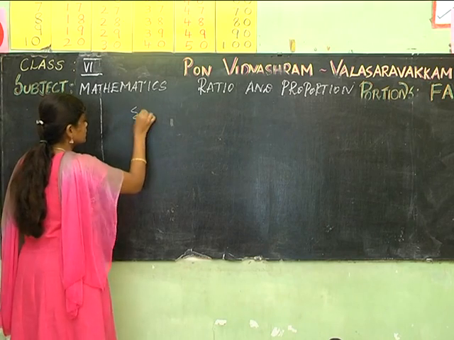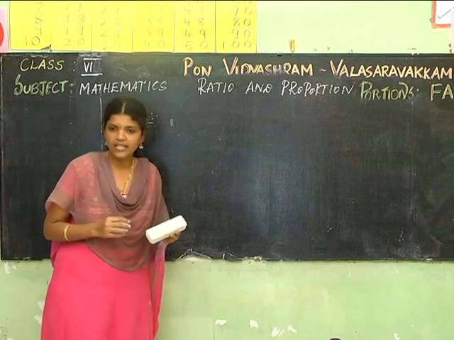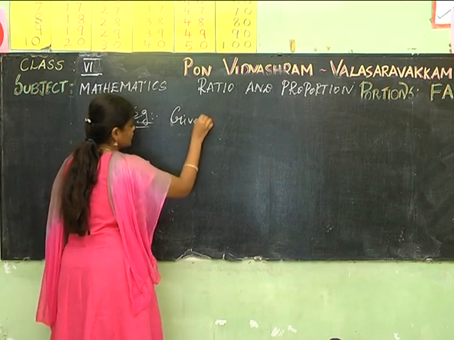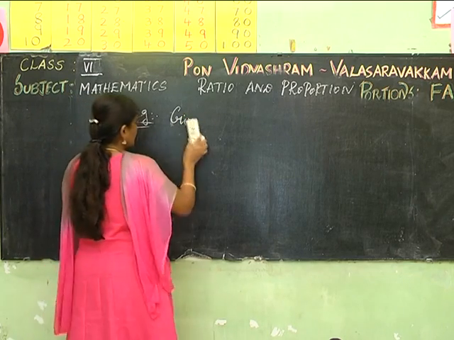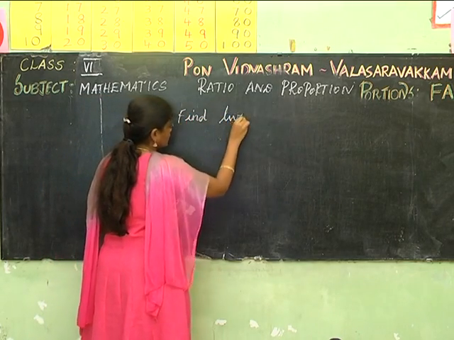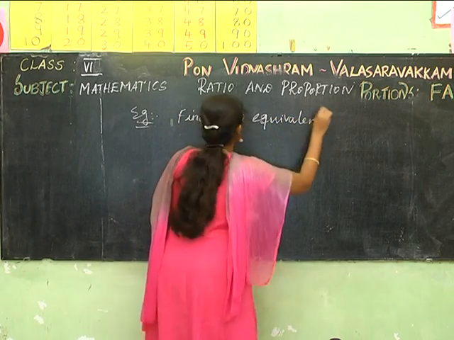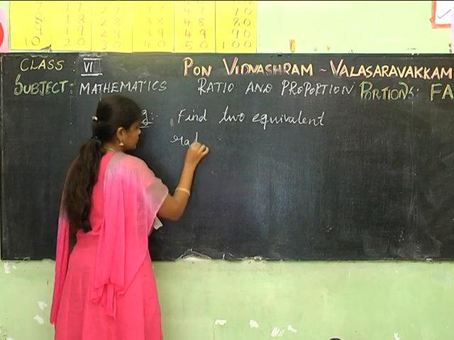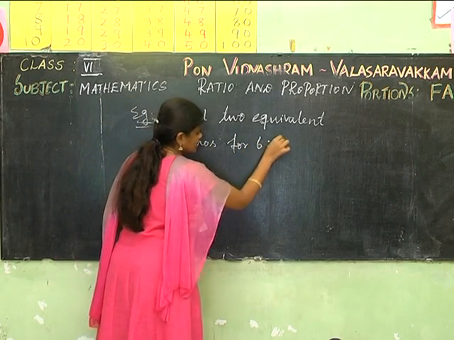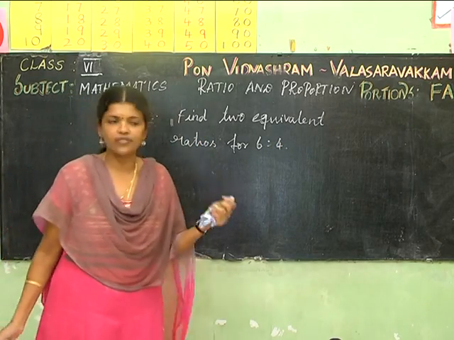Next one, another example. If you have to find equivalent ratios for a given ratio. Find two equivalent ratios for 6:4.